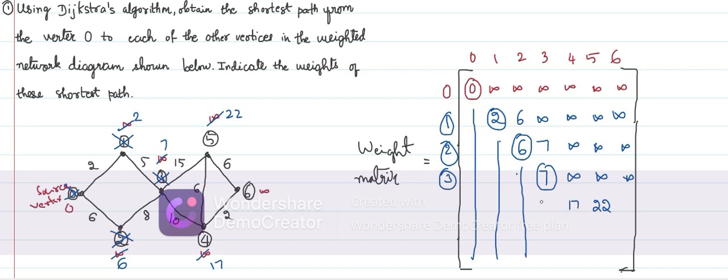This is already blocked here, right? Infinity is carried as it is. So among 17 and 22, 17 is the minimum one, and that corresponds to 4, right? That 4 here. Now we have to block 4 now.